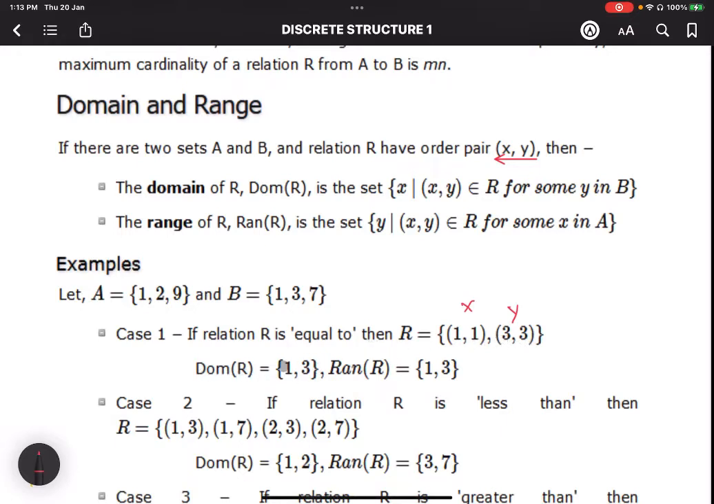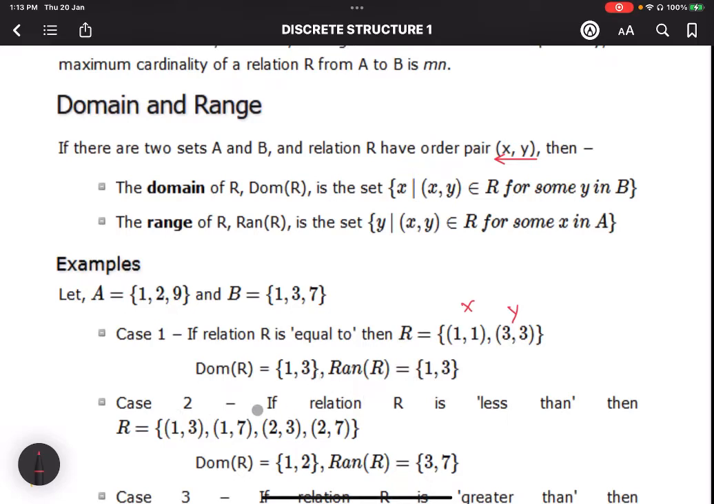So our dom R, based on this relationship, is {1, 3}. Then the range is also {1, 3}.